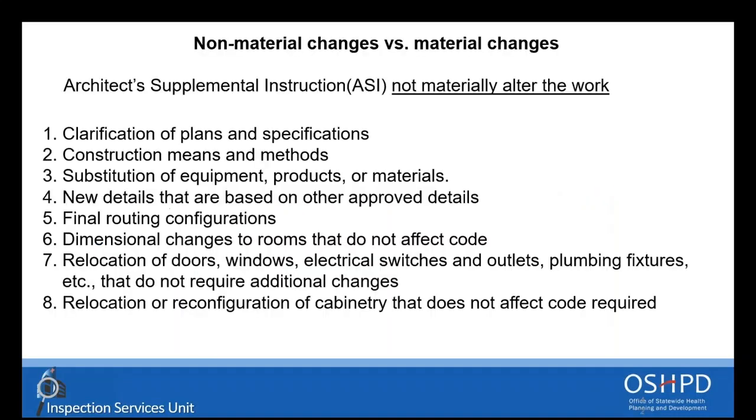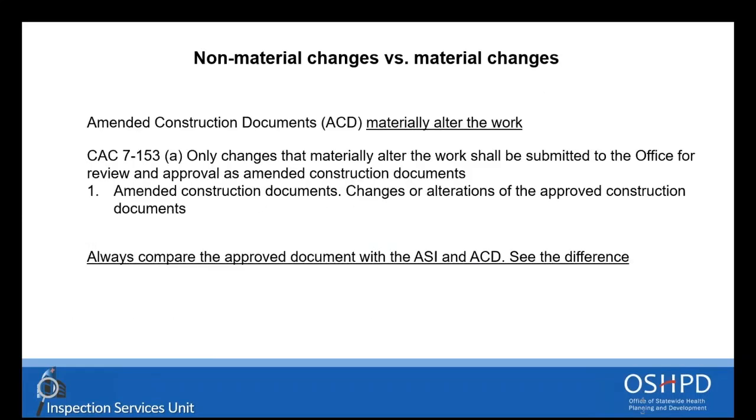So now let's talk about the difference between material changes versus non-material changes. The ASI, the Architect Supplemental Instruction, is a non-material change, like clarifications, equal substitution, relocation that do not require major modification that affects the code requirement. Instead, we have the material change, which is the ACD, the Amended Construction Document. The ACD needs to be submitted for approval. Both ASIs and ACDs need to have the stamp of the DPOR.